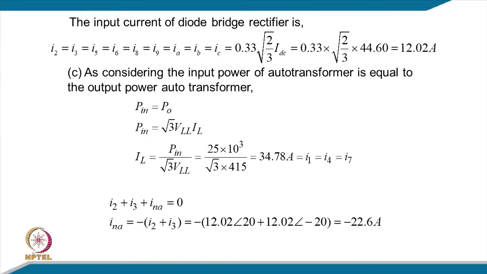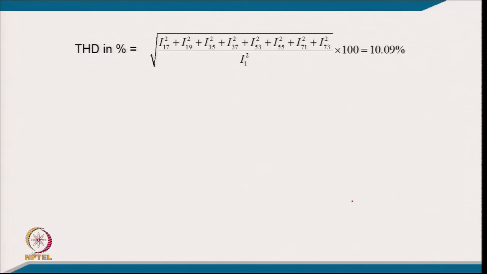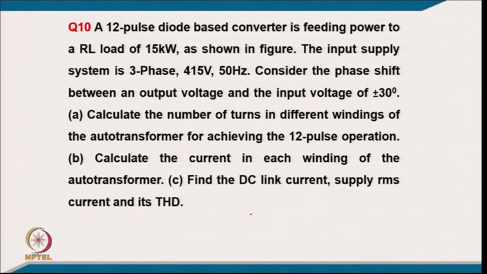And then you can find out the current in all the windings in terms of the DC link current, and then you can find out the line current corresponding to that, and then from Kirchhoff's current law you can find out the current in the other windings. And once you know the waveform, you can find out the harmonic spectrum and THD of this.